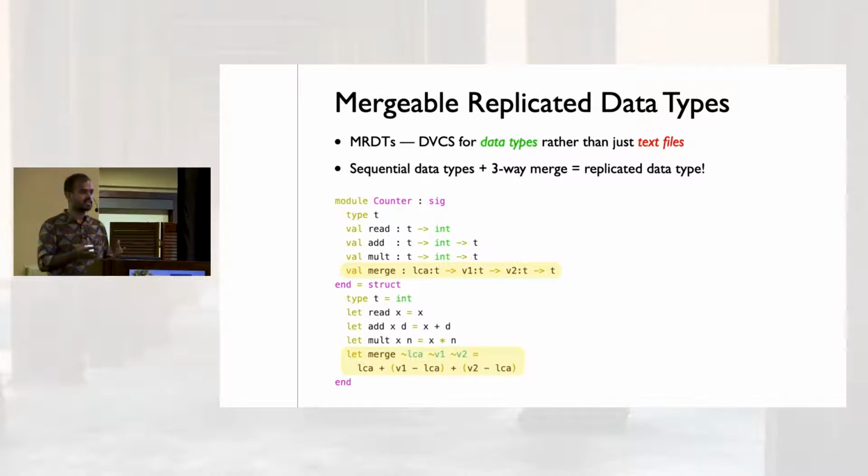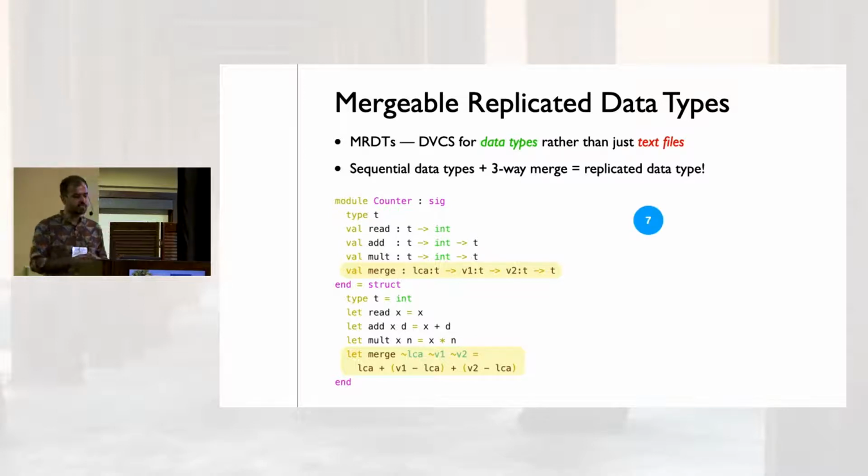This merge function takes three arguments: the LCA, the lowest common ancestor value, and the two versions of the counter. These are all integers in this particular case. The merge is computed as the sum of the value of the counter at the LCA and the two deltas between the LCA and the versions, right?